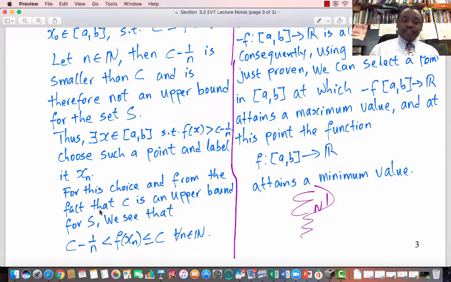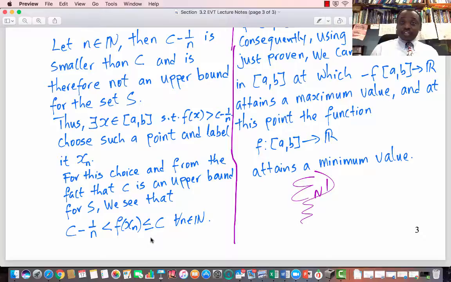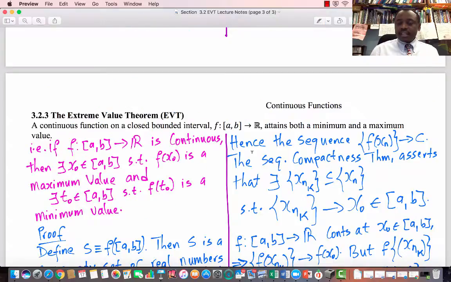For this choice, and from the fact that C is an upper bound for S, we have C minus 1 over n is strictly less than f of xn, but f of xn is less than or equal to C for every n in the natural numbers because C is the supremum of our set. So by the sandwich theorem, or the squeezing theorem, or the pinching theorem, as some people would say, since 1 over n converges to 0, the term to the left would converge to C. C converges to C, therefore we can conclude that as n approaches infinity, f of xn converges to C. Hence, the sequence f of xn converges to C.